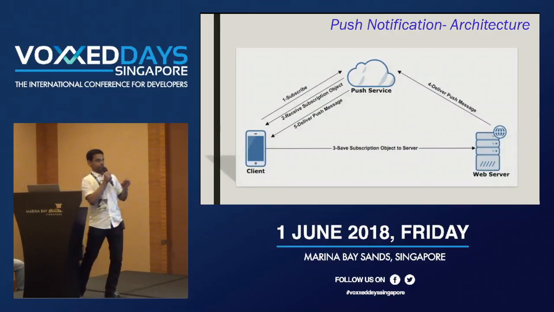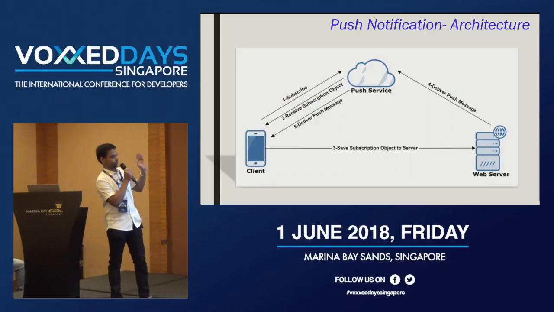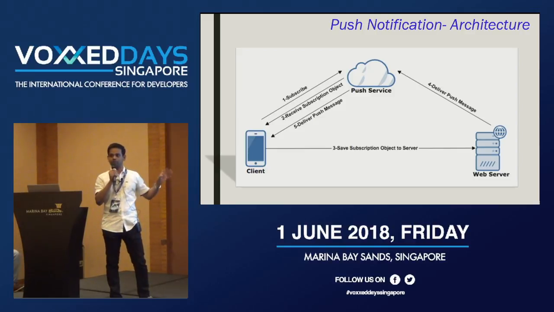Okay, so these are the steps required for push notification. Apart from client and server, you see the push service in the middle, which facilitates the push notification communication between client and server. The push service is specific to a browser. So Chrome will have its own push service deployed in the cloud, and Firefox will have its own push service. Let's look at the steps.